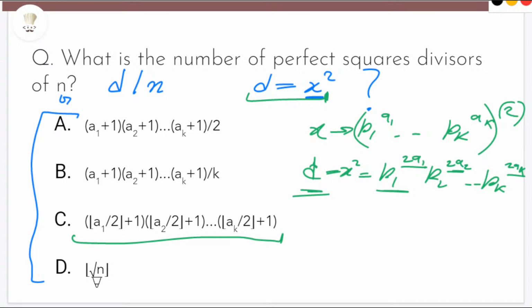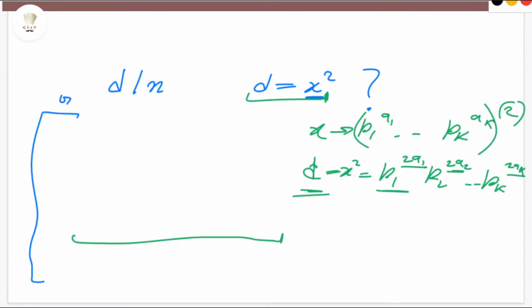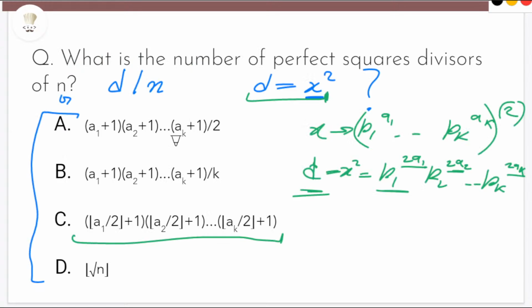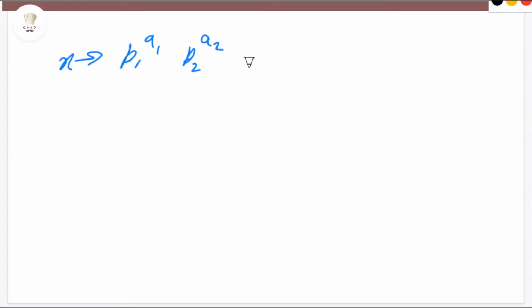So to get the number of perfect squares in the divisors of n, what we do is, let's say n is p1 to the power a1. Here a1, a2 are anything, not to be confused with the a1, a2 I took in this x. These are new a1, a2s and p1, p2s. We take these numbers.